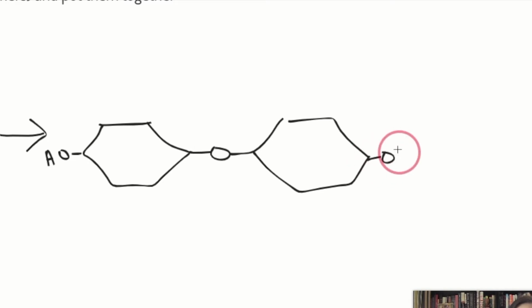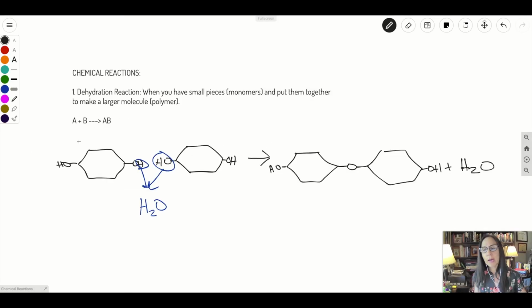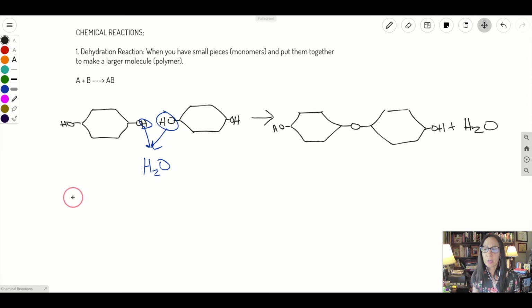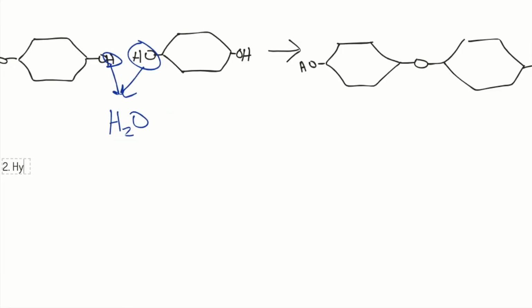Okay, and then here's the other hydroxyl group. Plus, we have water also that has been removed from the molecules. And so this is why it is called a dehydration reaction, because you are removing water. And now you have two separate carbon rings to one big molecule that has two carbon rings in it. So two pieces to one piece is called a dehydration reaction. Okay, the opposite of that is called a hydrolysis reaction. So this is the second type, hydrolysis.